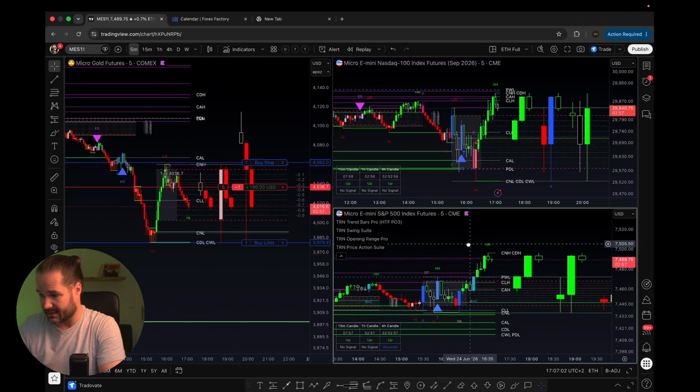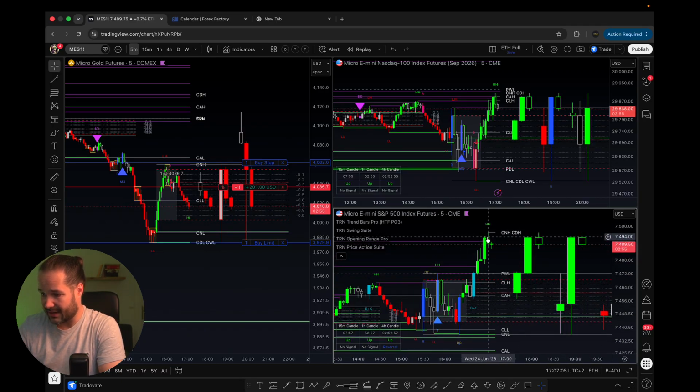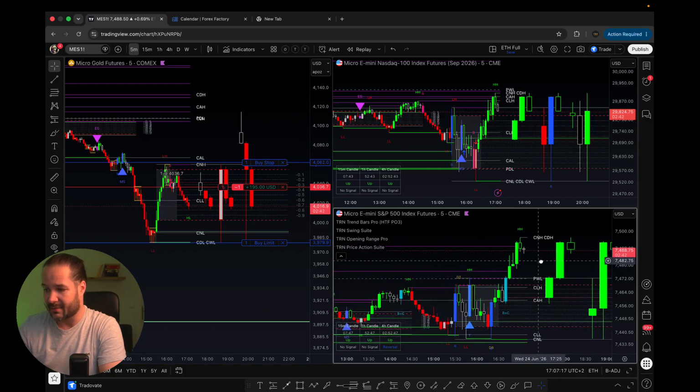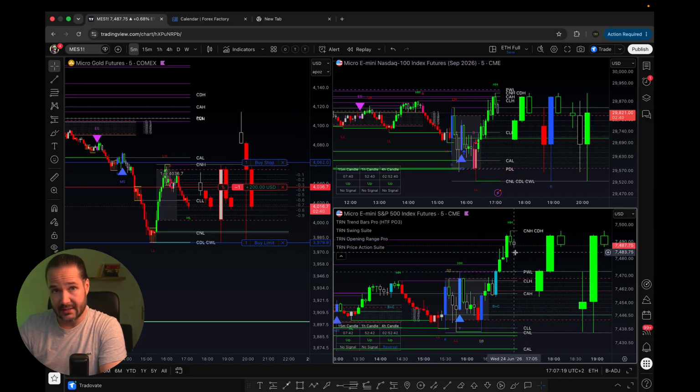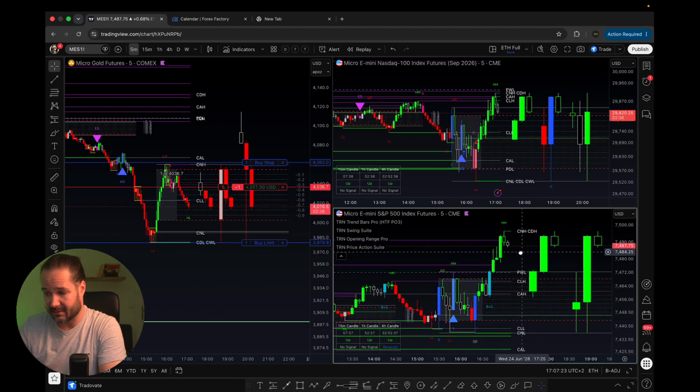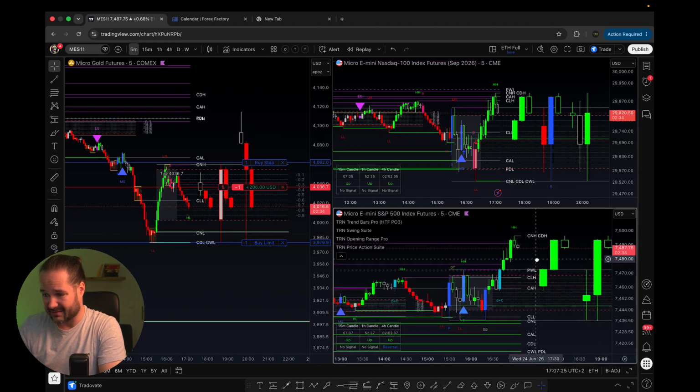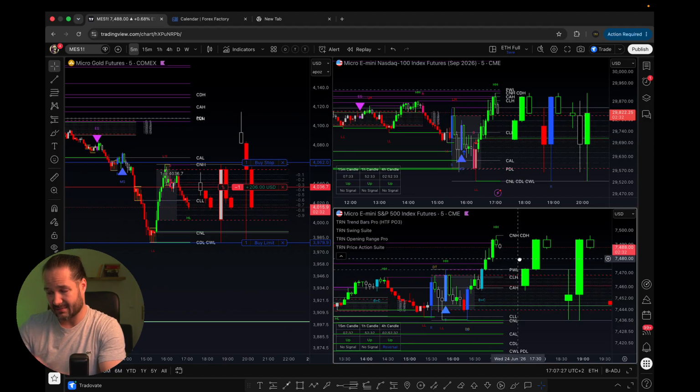The problem is that we closed above this level, so this is not a perfect liquidity grab. But with the next candle, we instantly went lower and closed below. So it's a bit of a dirty liquidity grab. But combined with an evening star pattern, it's enough. It's a tradable setup, but it's not the perfect A+ setup.